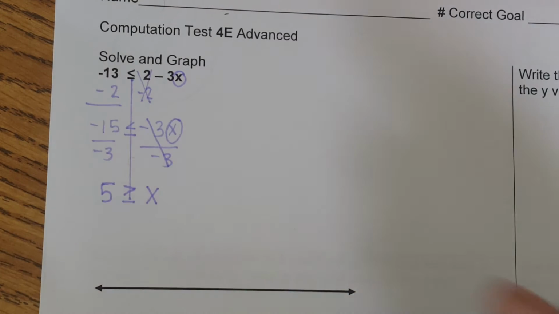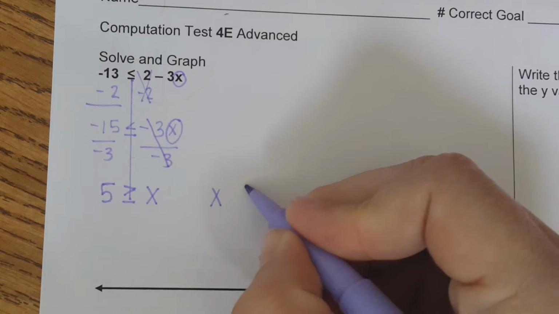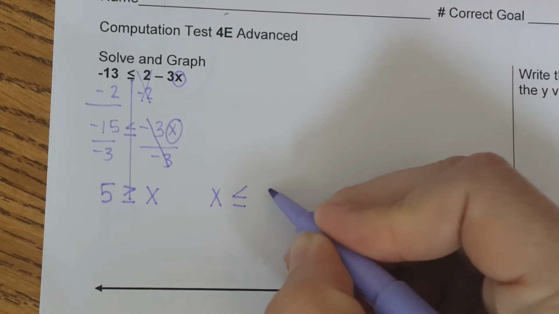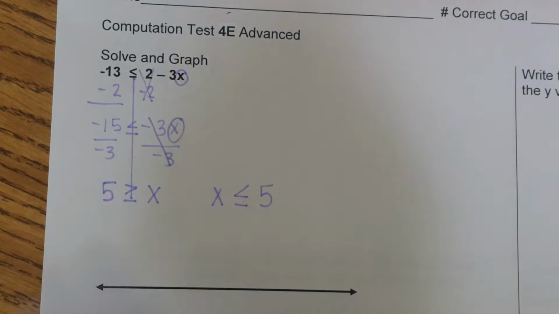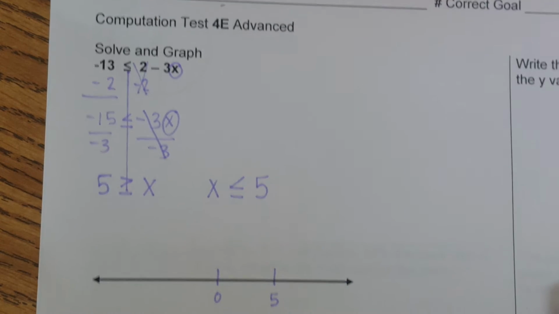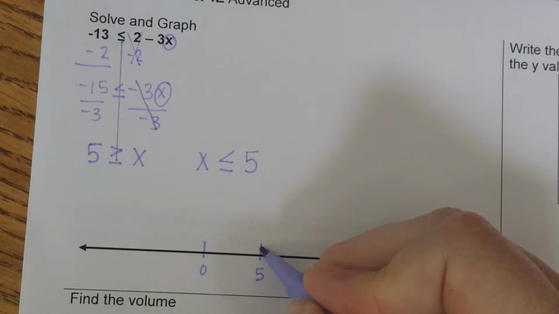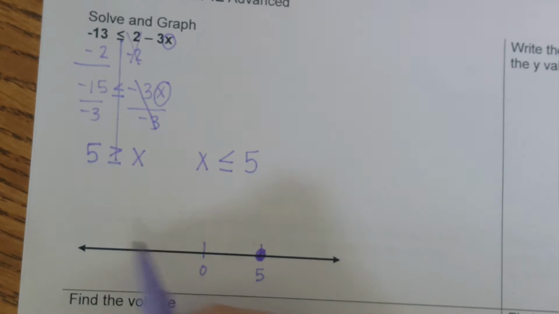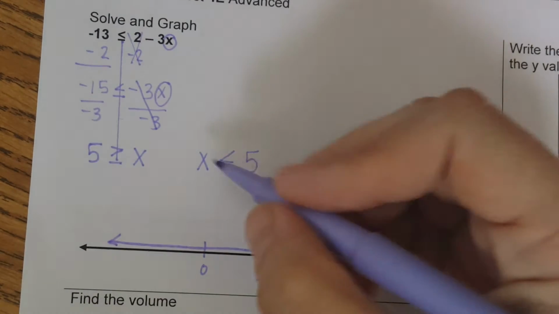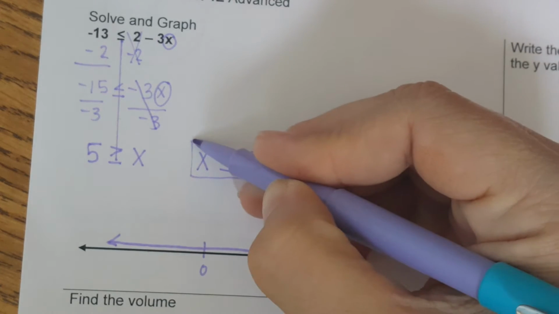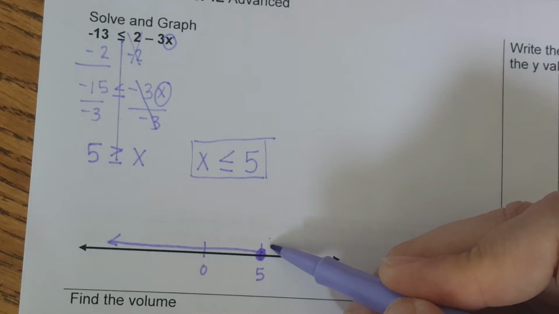And if we flip that around, we can say x is less than or equal to 5. And it means the same thing. All we did was flip that whole thing over. So here's 0. Here's 5. We're going to have a closed circle. And our arrow goes to the left. Okay? And that is the answer to that question. You had to give this answer and show your graph.